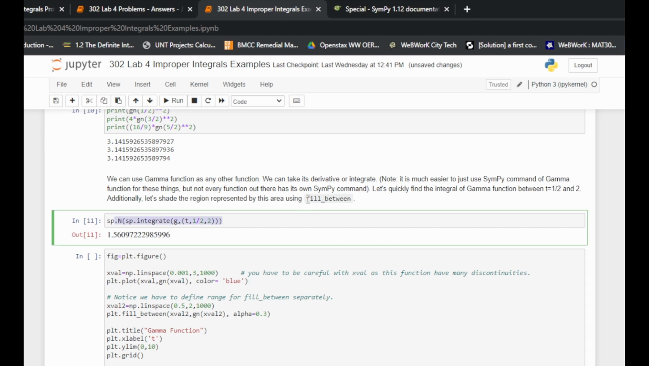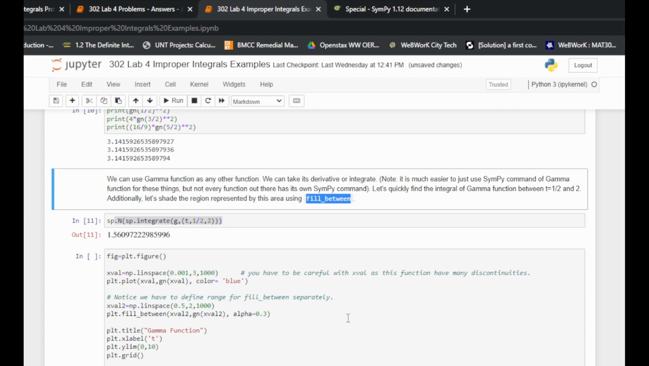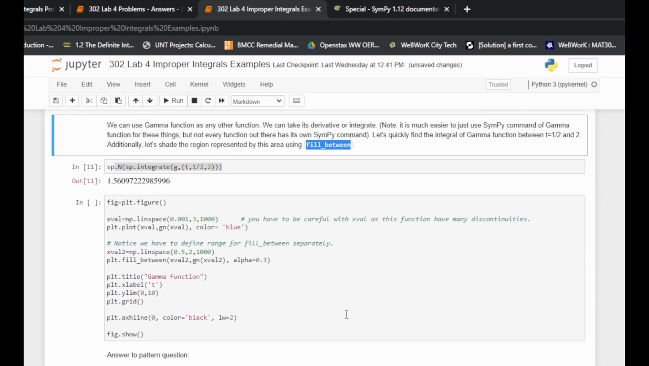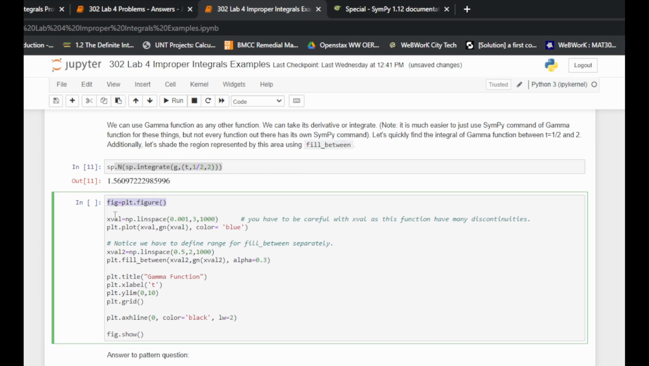So here I want to introduce a new command, fill between. And this is how it works. So we define our figure. We have our x values. I will go from 0.001 till 3. So I don't want to start at 0 because remember the function is undefined at 0. So if I start at 0 here, it will try to evaluate it and it will fail. So it's easier to move it slightly.